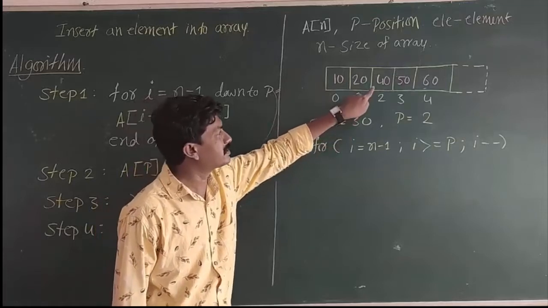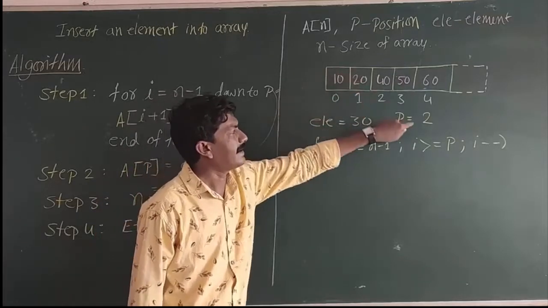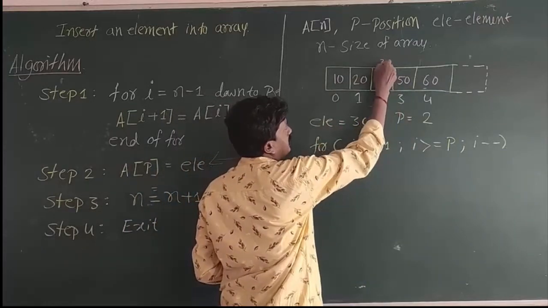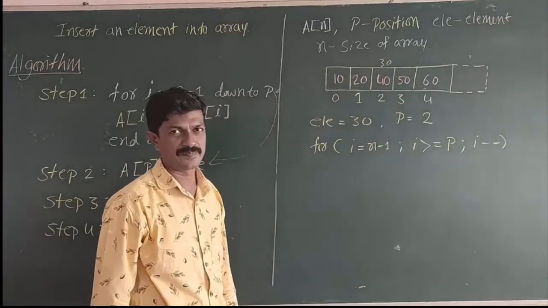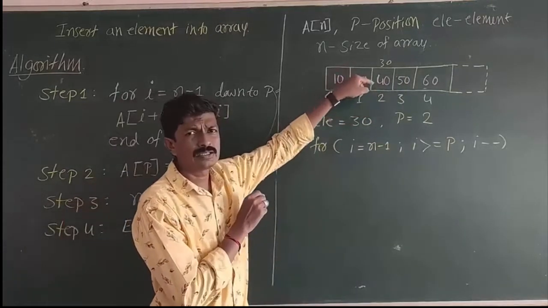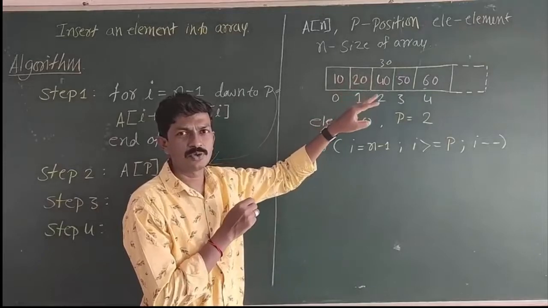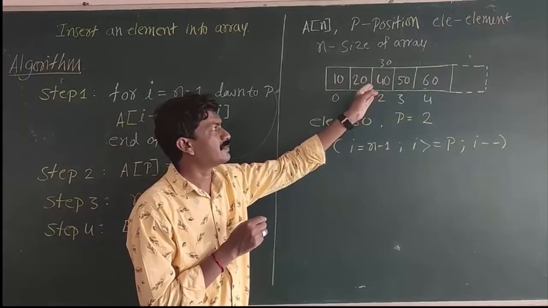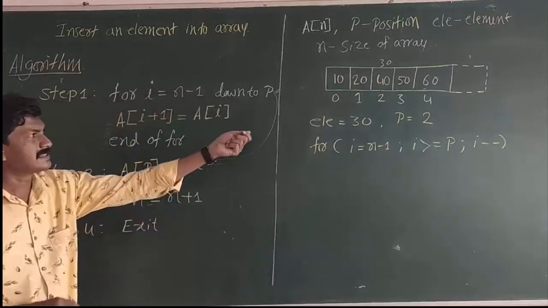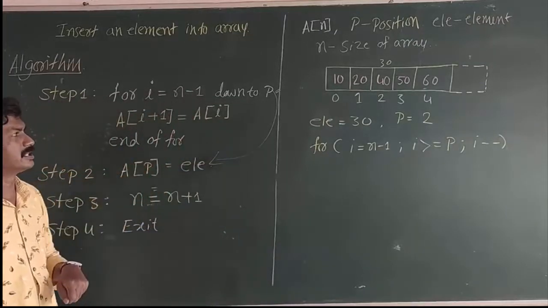I want to insert an element 30 in the given array at second position. It means I want to insert element 30 at this position, which is missing. Insertion is a simple operation, which inserts an element into a given position. Wherever we mention a position, at that particular position I want to insert an element. Right. Now I am going to discuss the same example with the help of this algorithm.